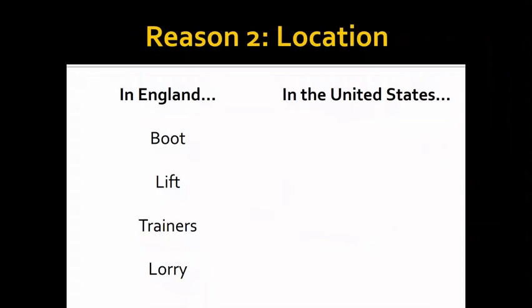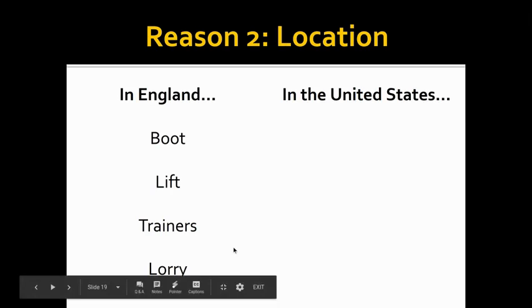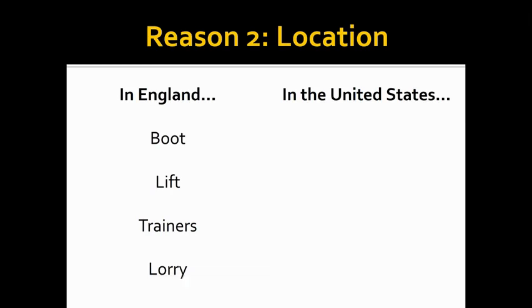And so as a result, there are a lot of words that are in Shakespeare that British people might understand better than Americans. These aren't really the words, but it's just like an example of how a boot of a car, if you ever heard that before, in England, it's called that, but it's just the trunk. A lift is an elevator. Trainers are tennis shoes. A lorry is a truck.